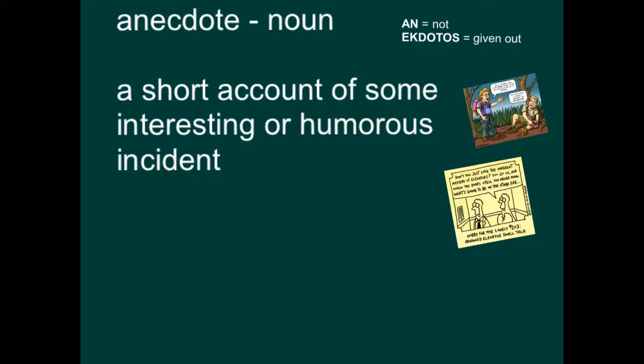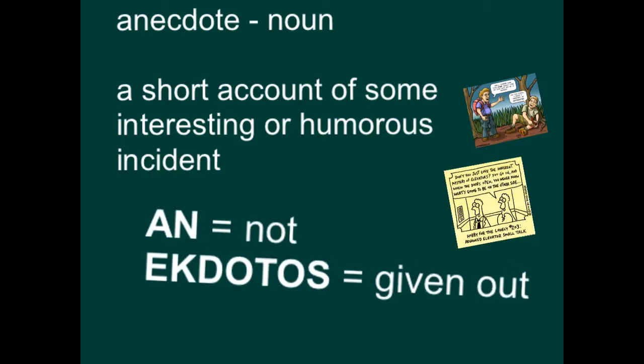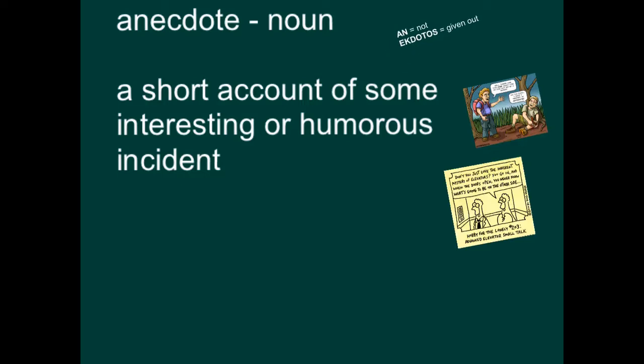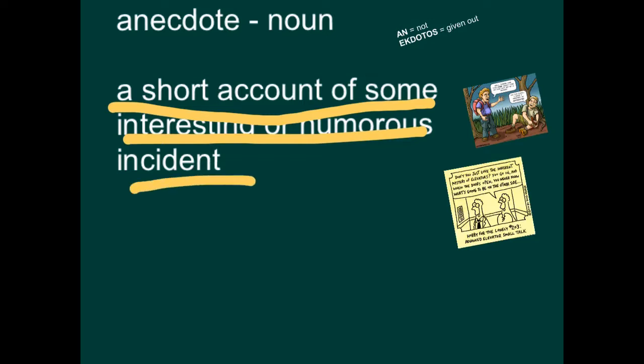Next word, anecdote. That is a noun. If we pull up our roots here, an meaning not, and ekdotos meaning given out. And when we read the definition, you're going to be a little confused, but don't worry, we're going to talk about that. Highlight your roots for me, and then let's grab our pen or pencil. An anecdote is a short account of some interesting or humorous incident.